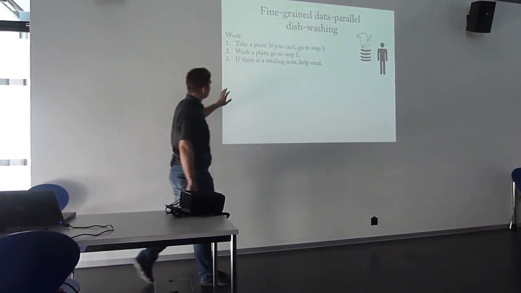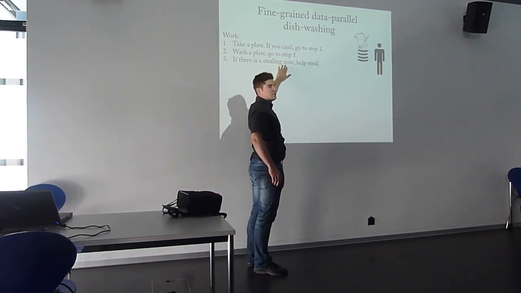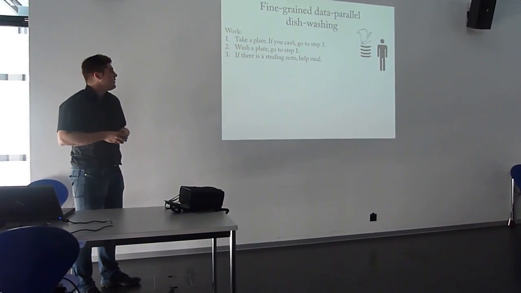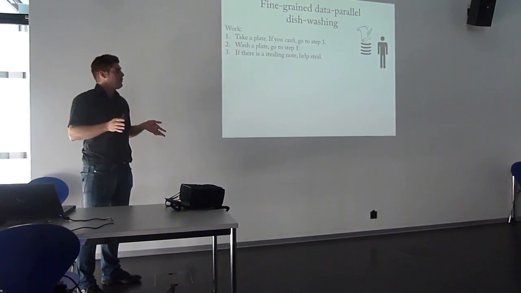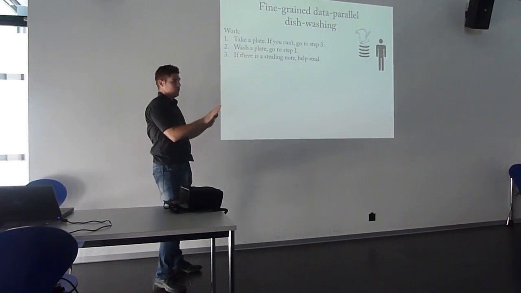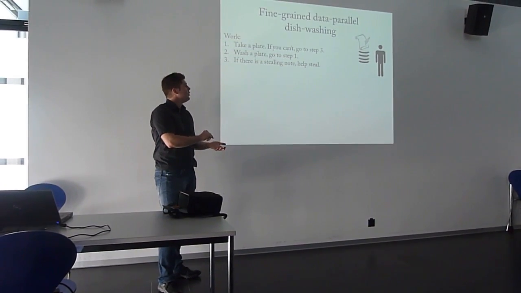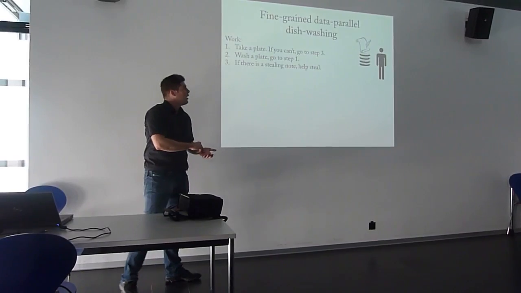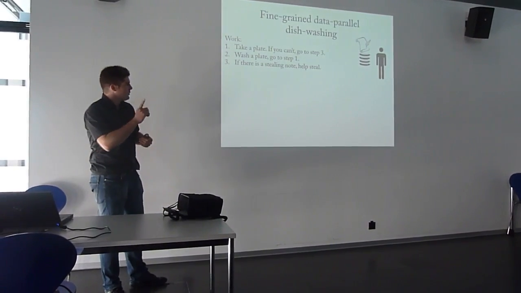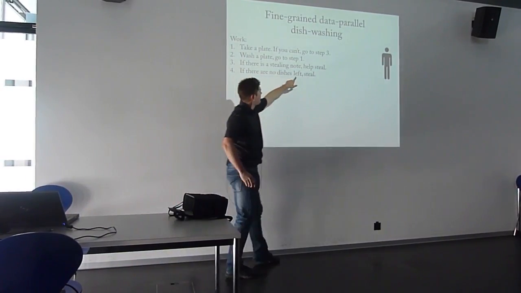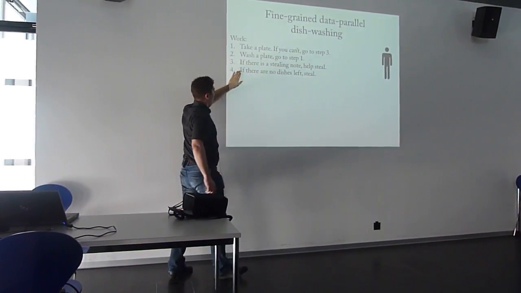However, if there's a stealing note written in braille on top of this plate, then you cannot really take these plates anymore. In fact, you cannot really touch this pile of plates at all. What you have to do is read the note in the dark, and then decide what to do next. I'll describe this shortly. You have to run this algorithm called help steal. I'll show you shortly what it is.